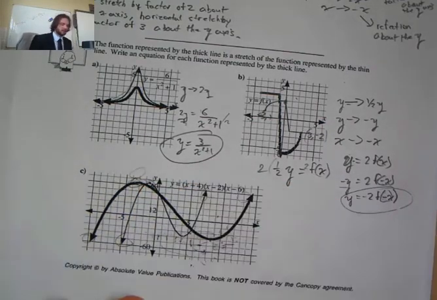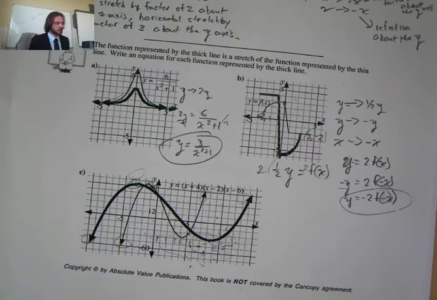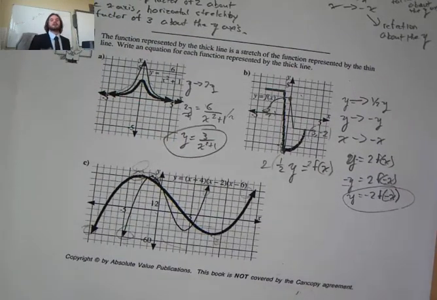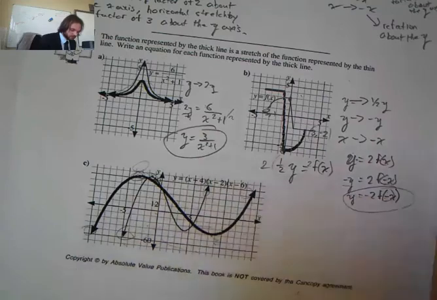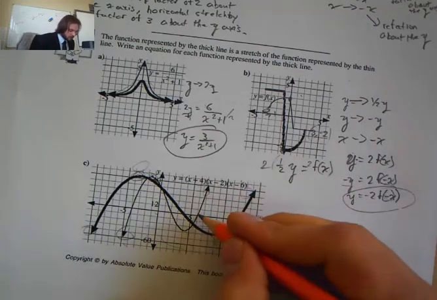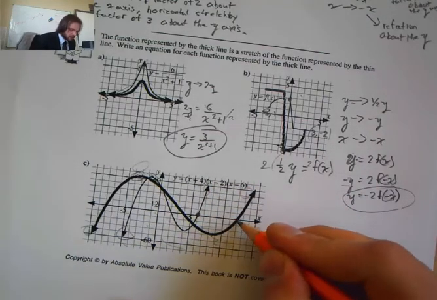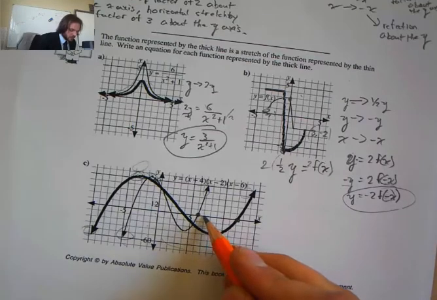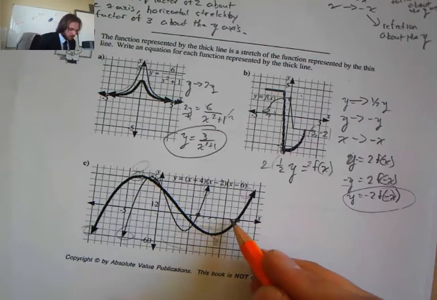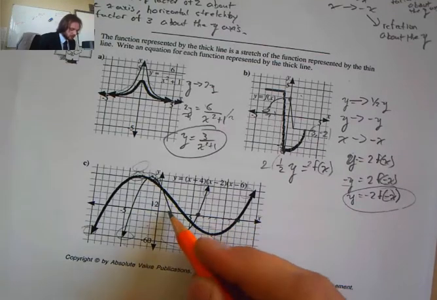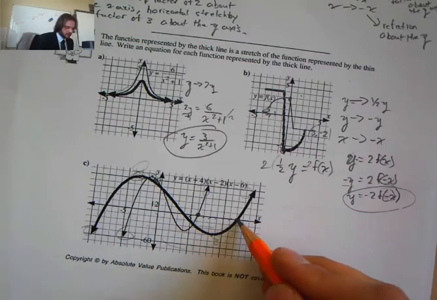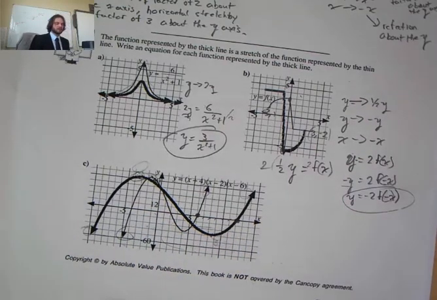My vertexes are the same height, so there's no vertical stretch. Now let's take a look if there is a horizontal stretch. Well, I look at this and there is. This is 6, and this goes to what? 1, 2, 3, 4, 5, 6. So this is 12. So that's double.